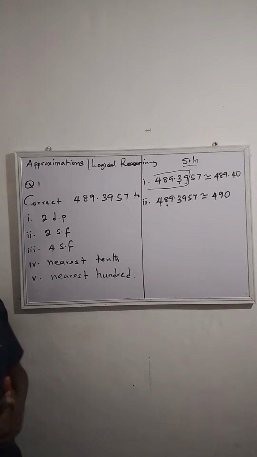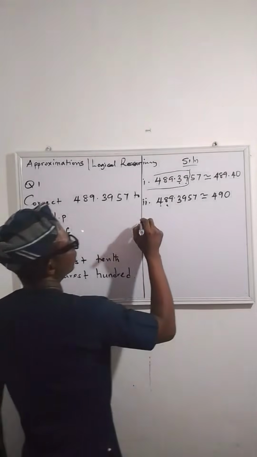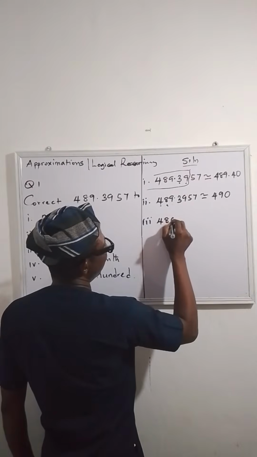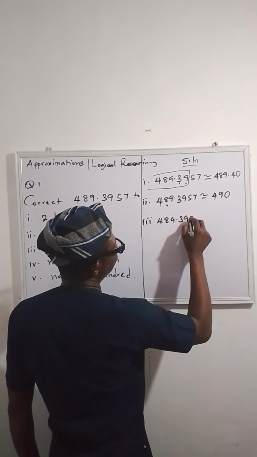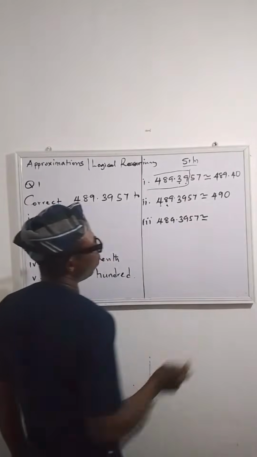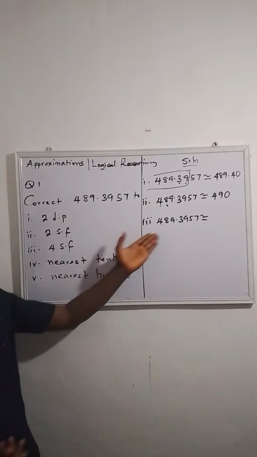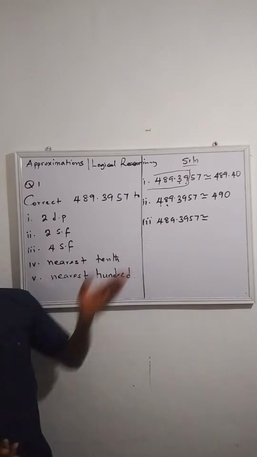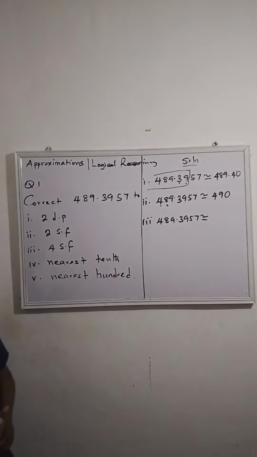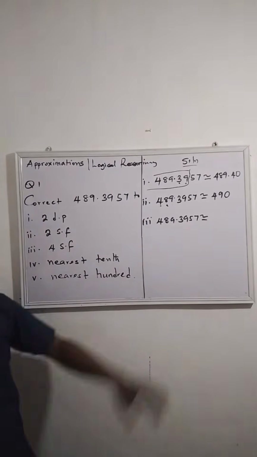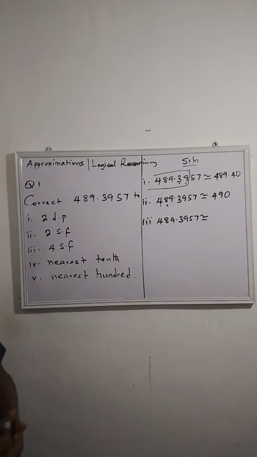Okay, now let's look at 4 significant figures. 489.3957 to 4 significant figures. Now before I do that, I want you to try this, okay? Try this and drop your answer in the comment section. Correct this number to 4 significant figures. So if you have your answer, drop it in the comment section and let's see what you have.